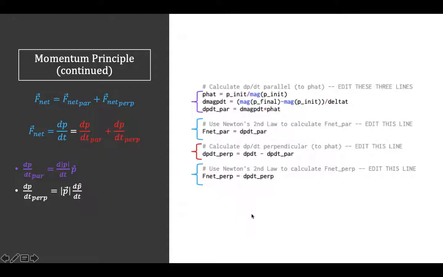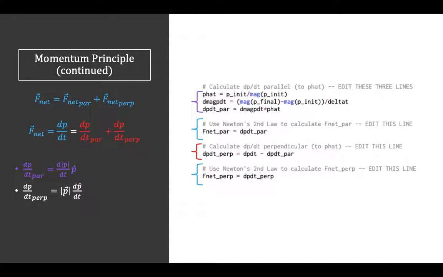In this next slide, we can see how we continue to use the momentum principle as we break down each term into their individual components. As we know, F net can be broken down into both parallel and perpendicular components. Based on the momentum principle, F net is equal to dp/dt. We define this in our while loop here. Therefore, the parallel and perpendicular components of F net are equal in value to the parallel and perpendicular components of dp/dt. The sum of dp/dt parallel and dp/dt perpendicular equal dp/dt.